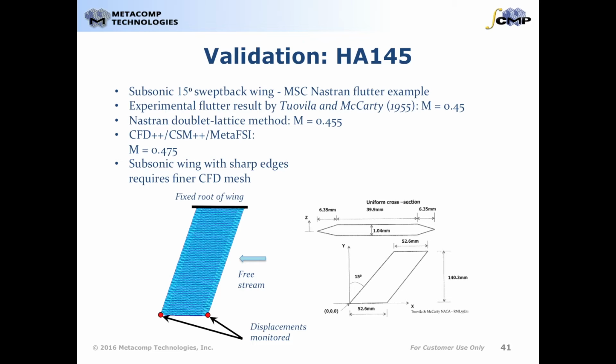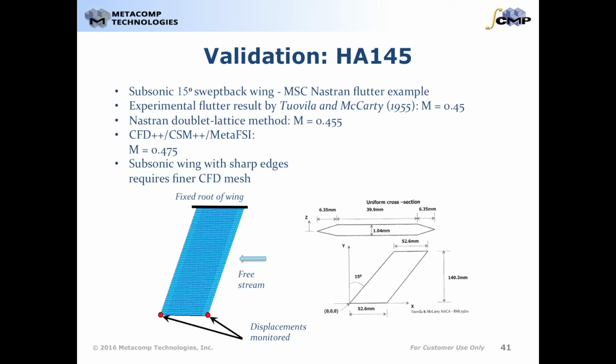The second validation case is a flutter analysis of a 15-degree swept-back wing in a subsonic flow. The geometry of the wing model is shown below, along with locations where the displacements are monitored. The experimentally determined flutter point is at Mach 0.45, and an available Nastran solution computes the flutter point at Mach 0.455. The flutter point determined by CFD++, CSM++, and MetaFSI comes out at Mach 0.475.